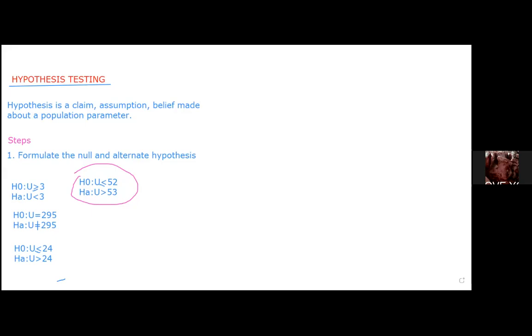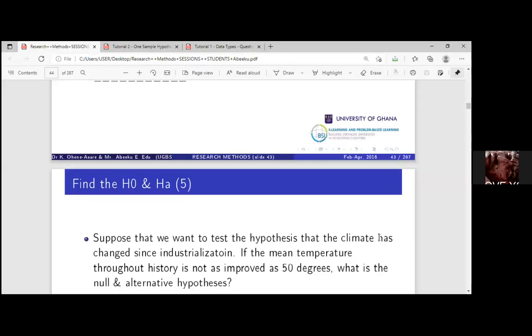So I now want us to answer this. It says that if the mean temperature throughout history is not as improved as 50 degrees, what is the null and alternate hypothesis? Which word or group of words here corresponds to a sign? Who will help me? Anita. Anita, you are on floor. Okay, Anita is not ready to talk. Let me give the opportunity to Asa.